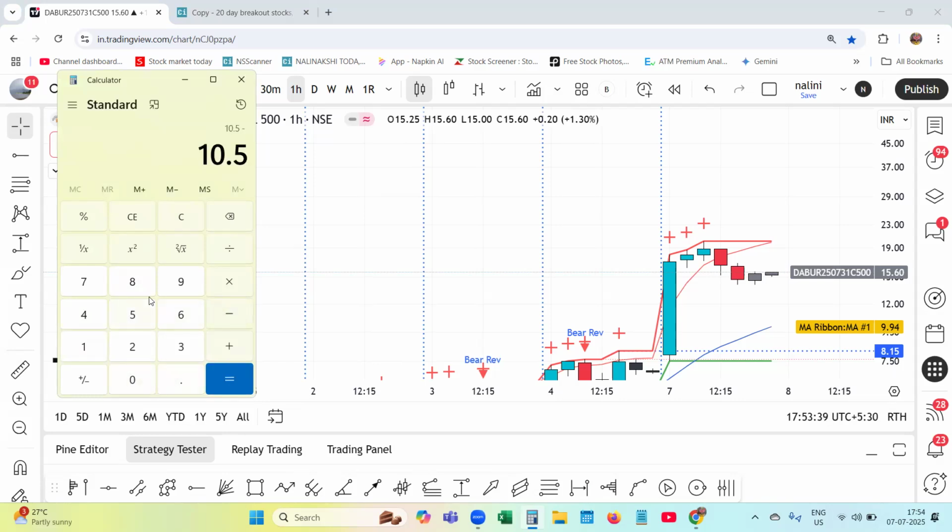10.5 minus 18. We are getting 7.5 into 1250. 9,375. That is enough. You need not trade too many things. One stock is enough. Index was not trading properly. It was in the range. Lot of choppiness was there.